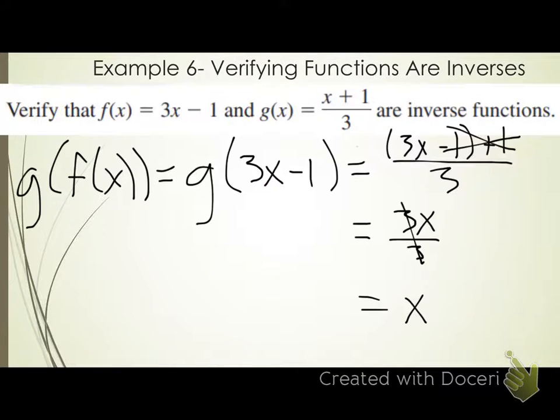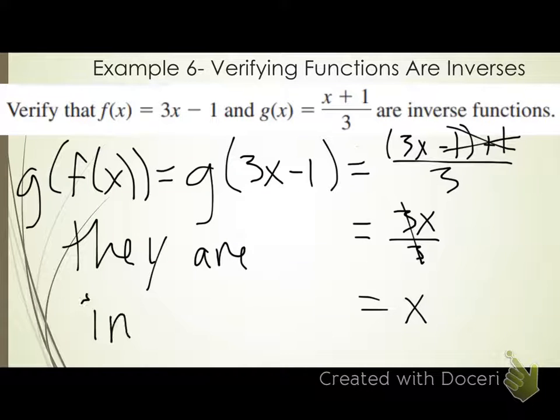They're inverses of each other. So I can just say they are inverses. If either one of my f of g of x or g of f of x did not equal x, then I would say they are not inverses of each other. Everyone good with that?